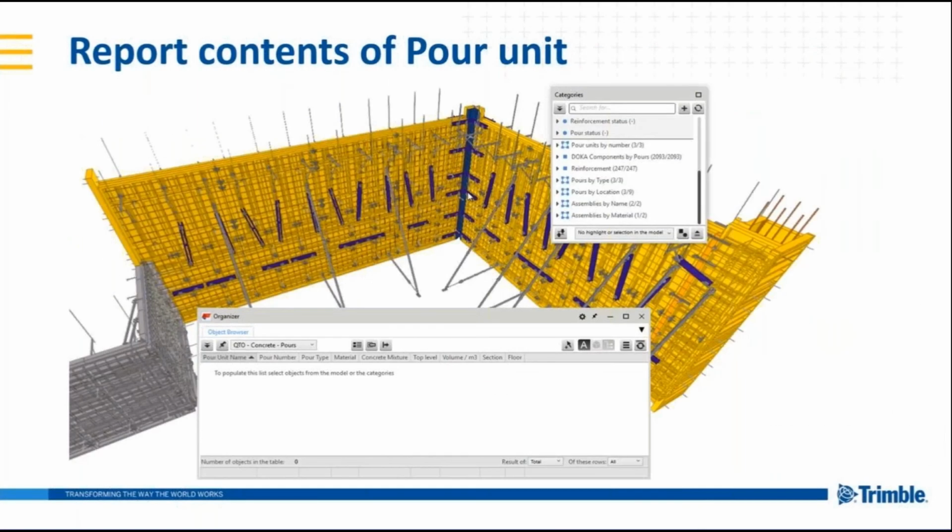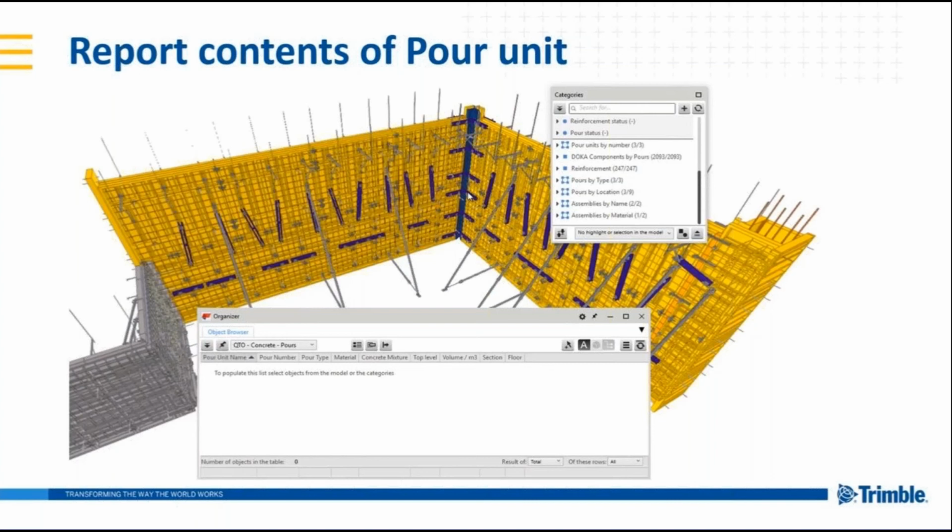Pour functionality automatically detects the items that are clashing with the pour geometry and adds those to the pour unit. These kinds of items are reinforcements or embeds in the concrete. Other items not inside the concrete structure, such as formwork, need to be added to the pour manually. So you would select those items and then use right-click to add those items to the pour unit.